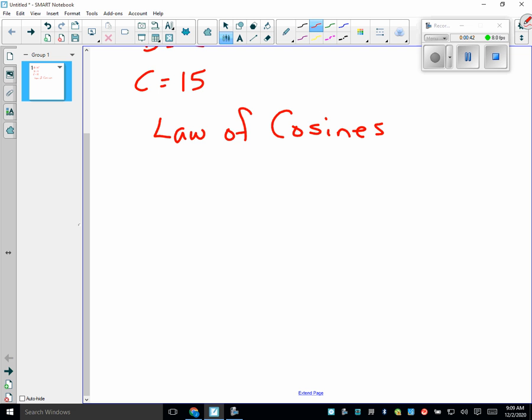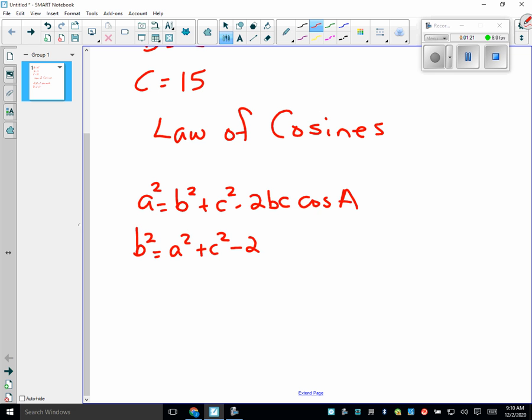The first one says that a squared equals b squared plus c squared minus 2bc cosine of A. It's no harder than law of sines. Okay. That's the first one. The second one is b squared equals a squared plus c squared minus 2ac cosine of B.